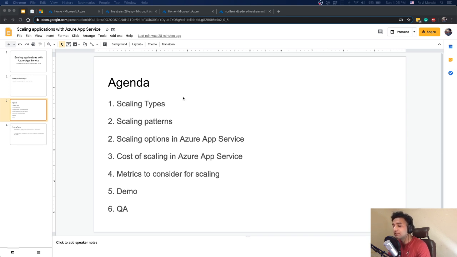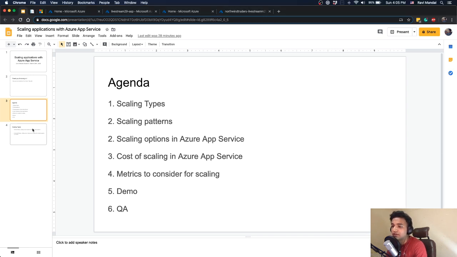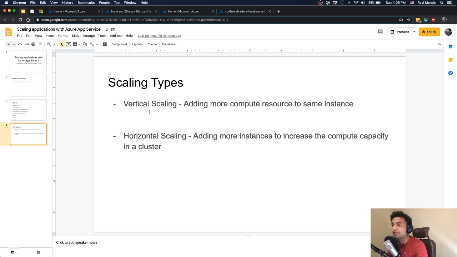This is a very specific topic on cloud computing, but it's a very common thing that everyone needs, so we will be looking deeper into this. First, let's talk about scaling types, as in what types of scaling you have as an option. The first thing is vertical scaling.